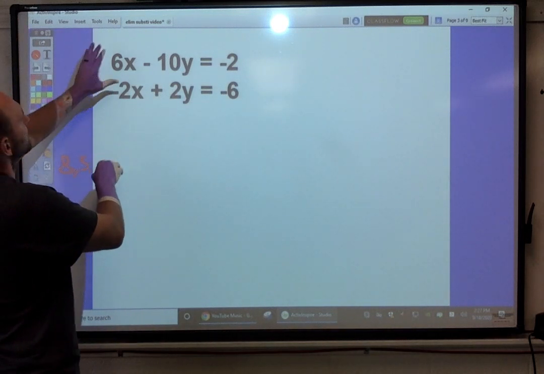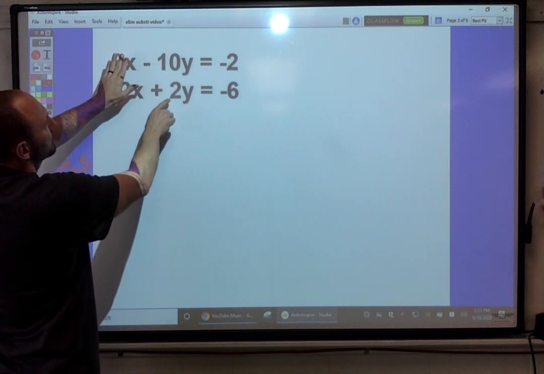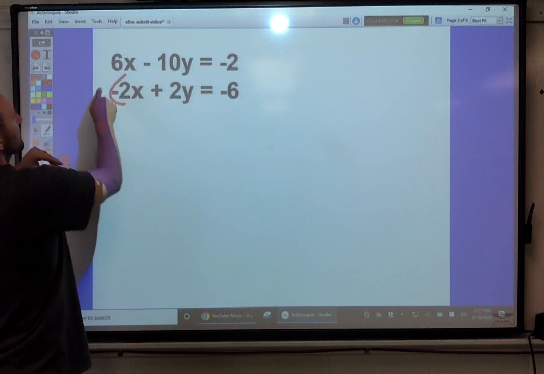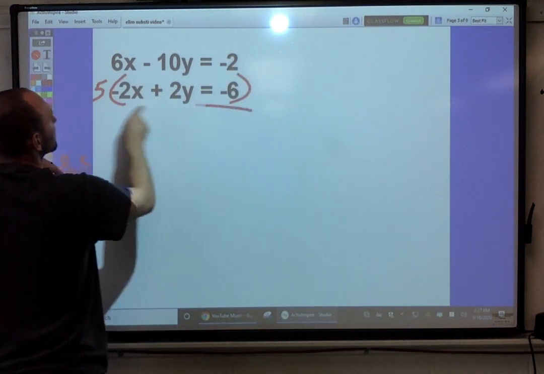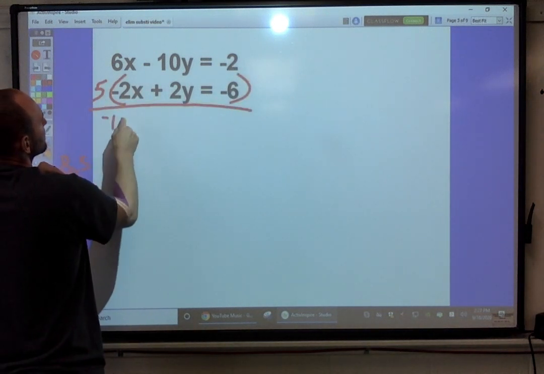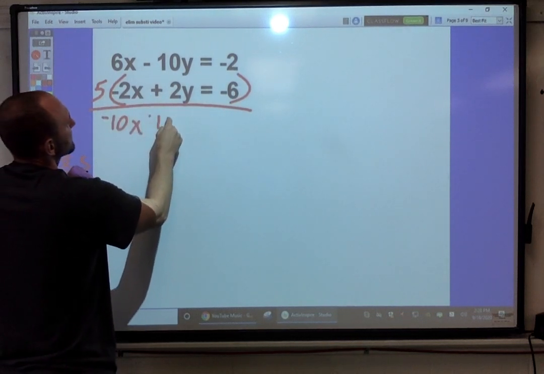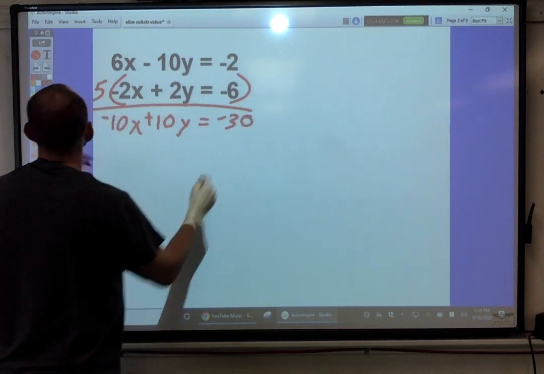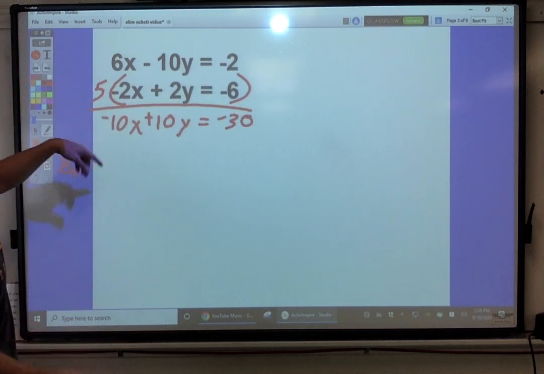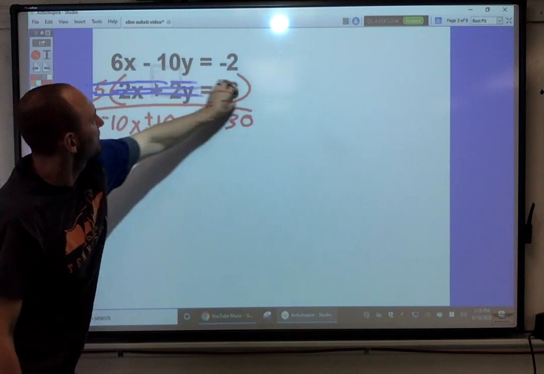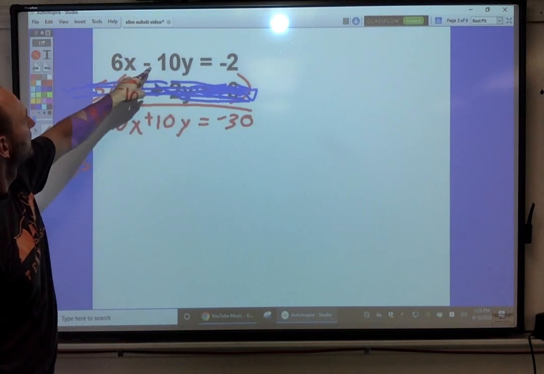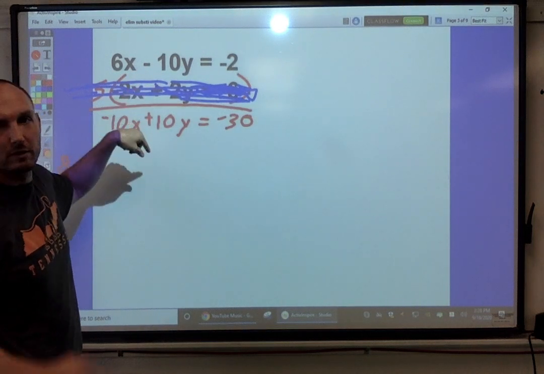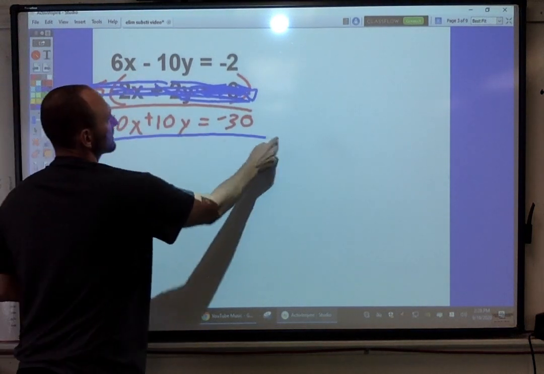So, I see 10 and 2. I can times this bottom one by 5 to get it to 10. So I'm going to do that this time. See if we can get the same thing. So this becomes negative 10x, positive 10y, and then a negative 30. So I'm going to mark that out so I can see it better. Negative and a positive. So if I add these together, they make 0. So I'm going to add the two equations.